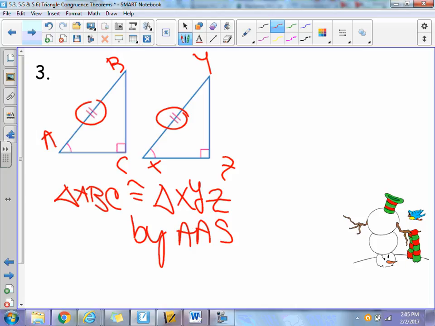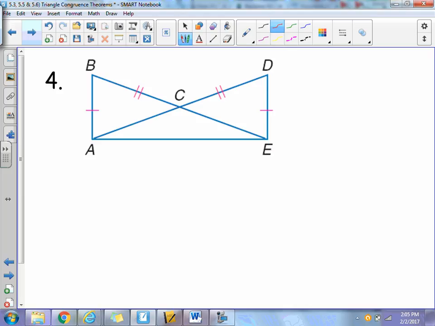Moving right along. Now this one's kind of funky. This one is overlapping triangles. So whenever you get overlapping triangles, I would suggest redrawing them. So redraw this one. Okay, here's my red one.